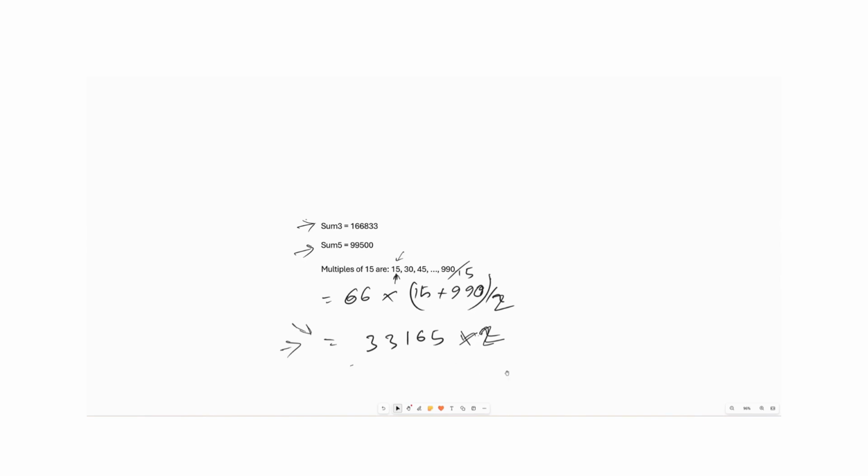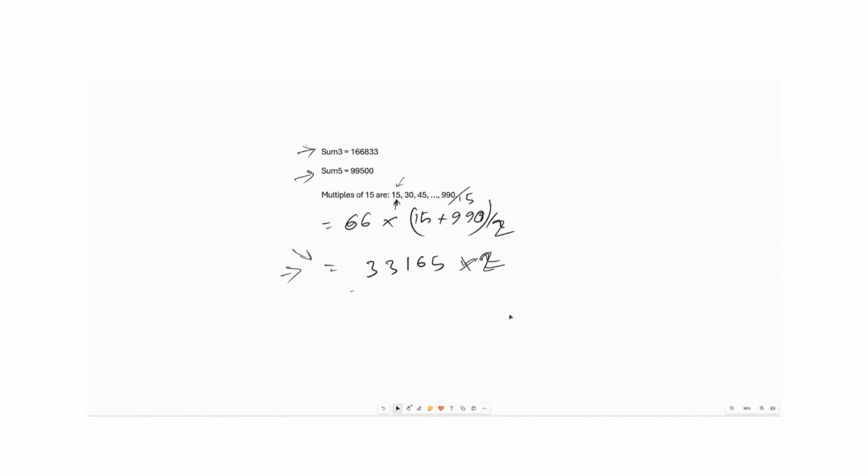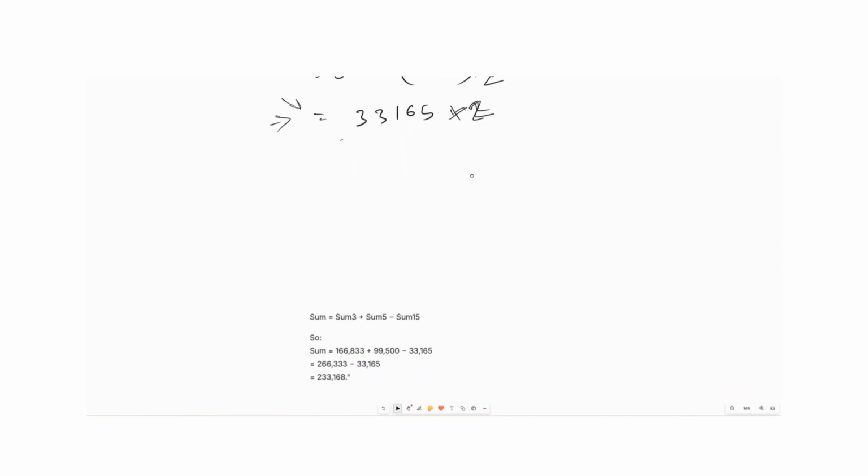I hope you understand that. Do you know what the inclusion and exclusion principle is? This is exactly the inclusion and exclusion principle. See, the series of 3 and series of 5, we added up, and then we removed the 15 series, because the 15 series was also added to the 3 series and also added to the 5 series. After that you will get the final result. So this is the problem, and we got the answer.